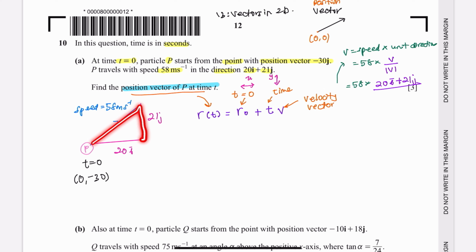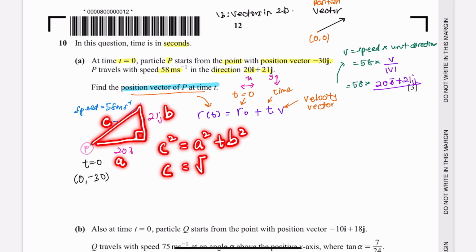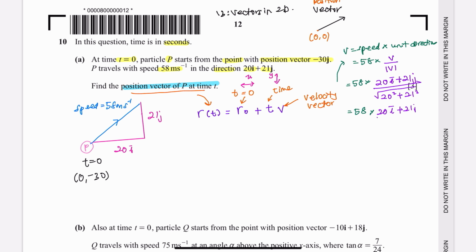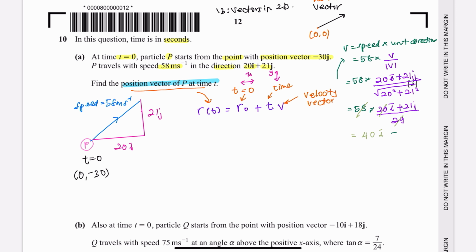Since this is a right angle triangle, I can find this using the Pythagorean theorem, which is c squared equal to a squared plus b squared, where this is c, this is a, and this is b. So to find c, it's going to be the square root of a squared plus b squared. I'm going to write that down over here: 20 squared plus 21 squared. Simplifying that gives me 29. Simplify this, this, and this, I'm going to get 40i plus 42j. So this is going to be my v.